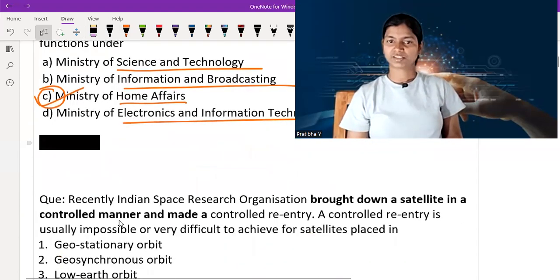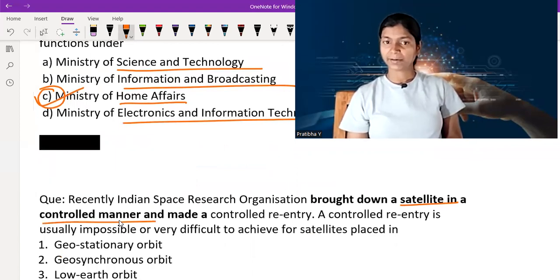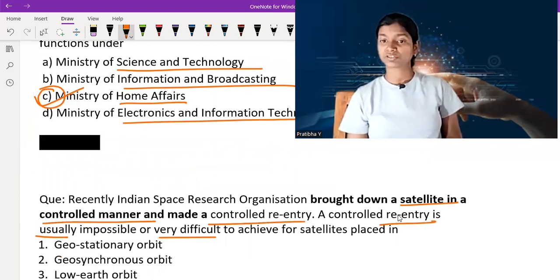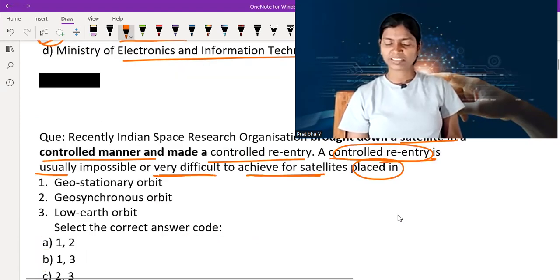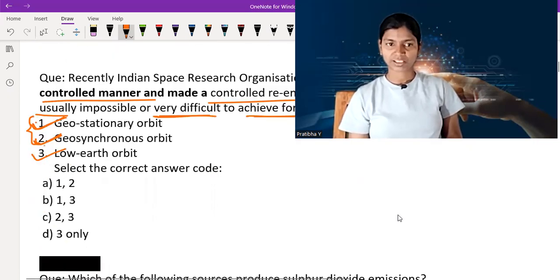Recently, India brought down a satellite in a controlled re-entry. A controlled re-entry is usually impossible or very difficult to achieve for satellite testing. We know that in low Earth orbit it is easy, but in GTO and GSO it is difficult. So statement 1 and statement 2 are correct. That means option A is correct.